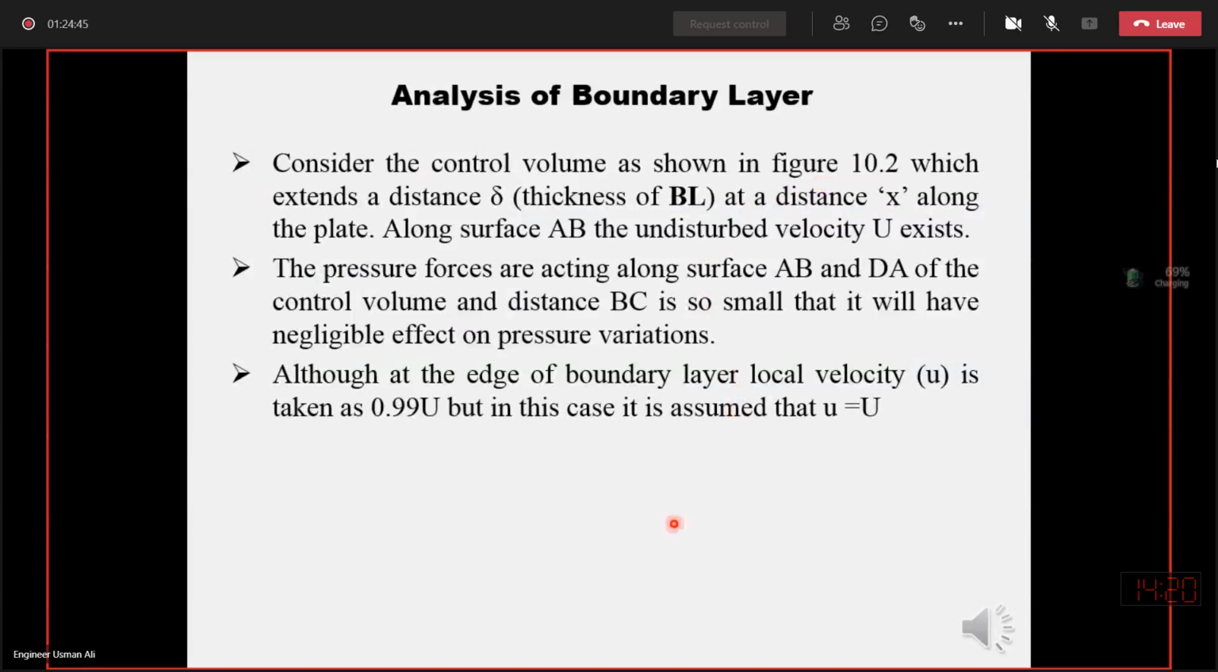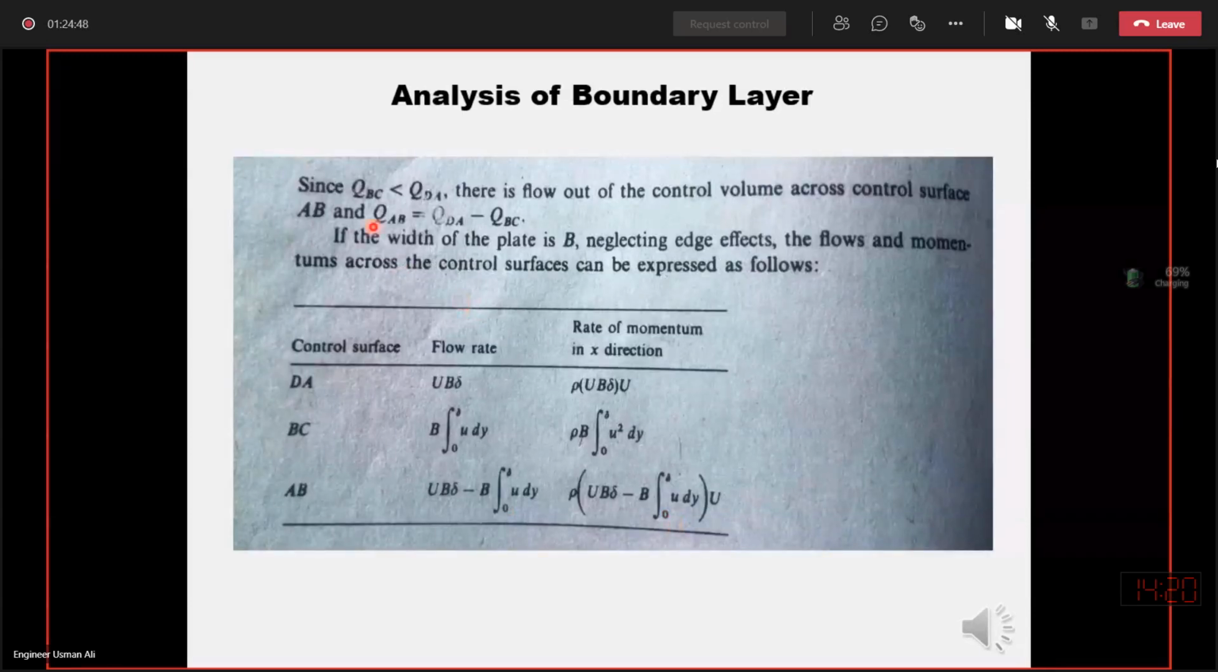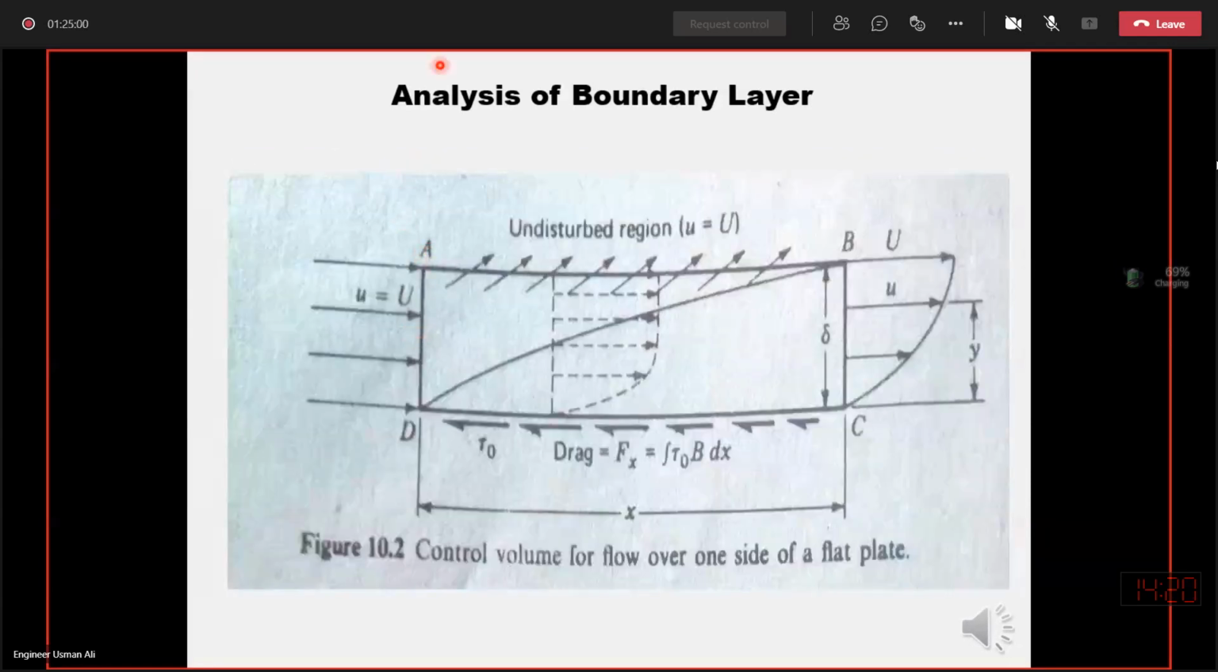Now let us start with the derivation. Since the discharge leaving through surface BC is less than the discharge entering through DA, the flow rate entering through dA partially moves along the surface AB, and the remaining passes through BC. So the total discharge entering through dA is equal to the discharge along AB plus the discharge along BC. That is why the flow rate along BC is less than the flow rate at AD.